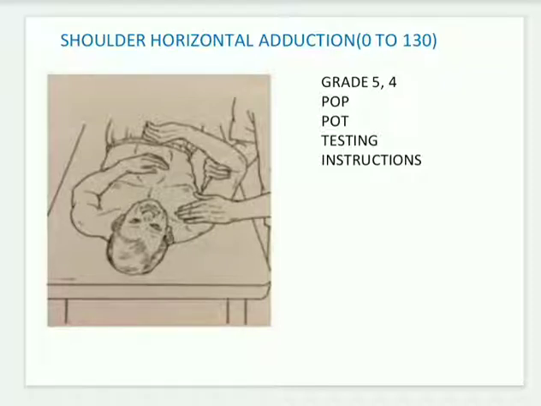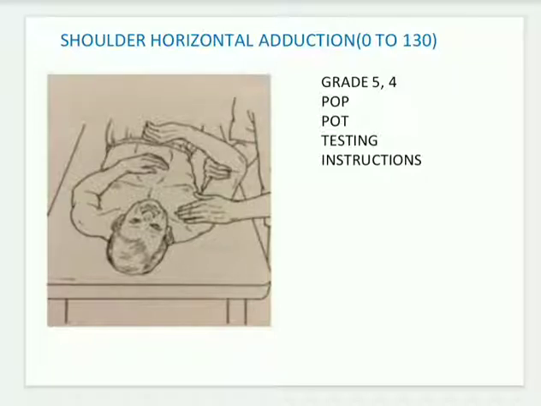Two heads can be tested. The shoulder must be abducted to 90 degrees and the elbow also at 90 degrees, as shown in this picture. Position of patient is supine and the therapist is standing. What is the testing for?